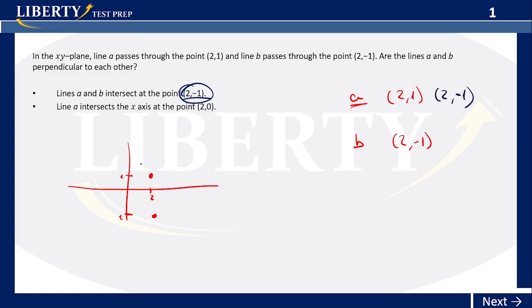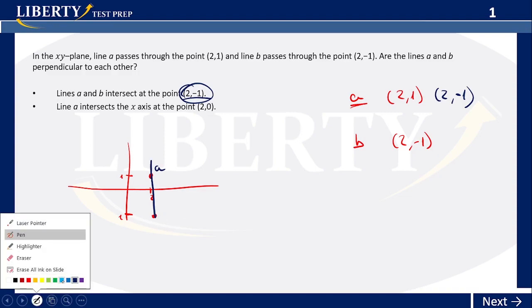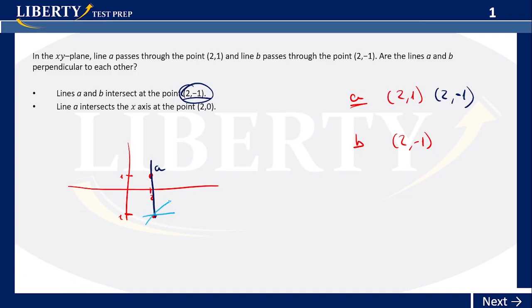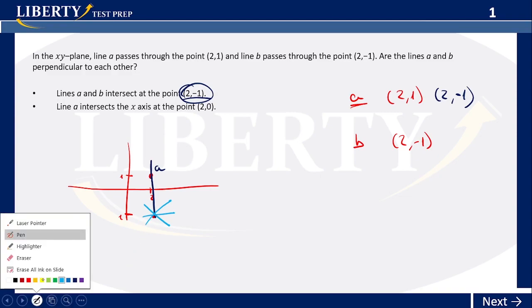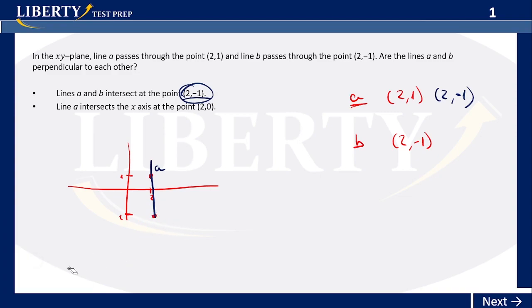So we already know line A goes something like this. But we don't know anything about line B though. Line B could be, for example, like that, like that, or like that. We know it crosses the point (2, -1), but we don't know in which direction. We don't know the slope because we don't have any other point either. So the first one alone is not enough.